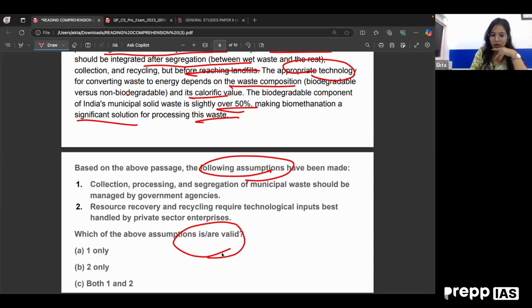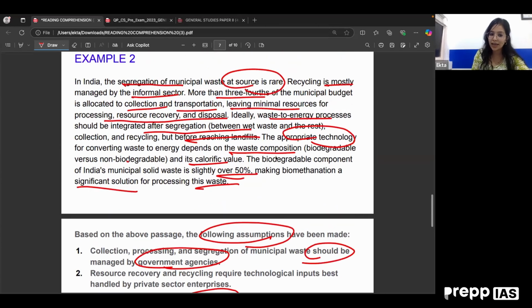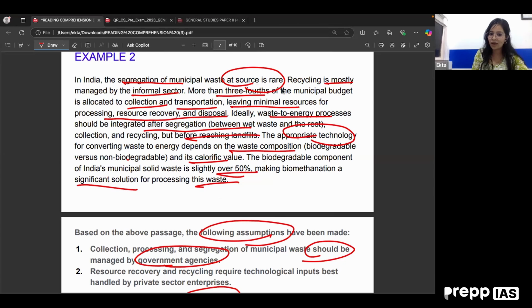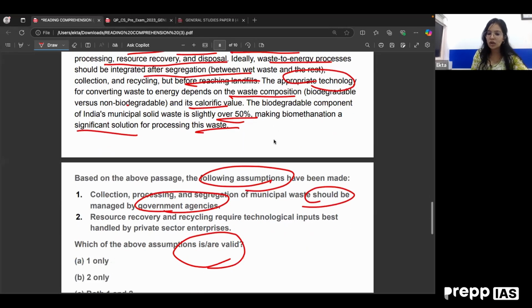Okay, if I go to the statement 1, collection, processing and segregation of municipal waste, right? ये तीनों चीजों की बात यहाँ पर हो रही है. That is of no doubt. The thing is that they should be managed by government agencies. Should be managed by government agencies. Are they talking about it? Are they really saying it anywhere? They're talking about that कि municipal waste segregation पे rare है. They're talking about recycling, etc. Okay, but they're not talking about the responsibilities कि कौन सा part किसको करना चाहिए.